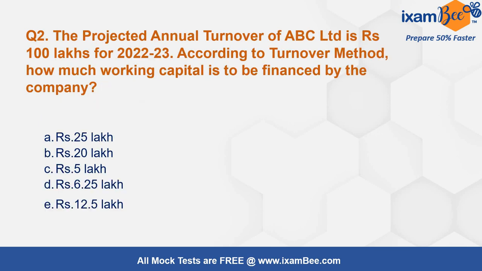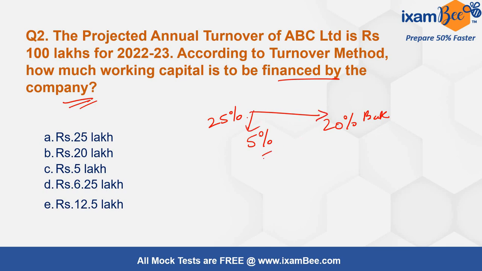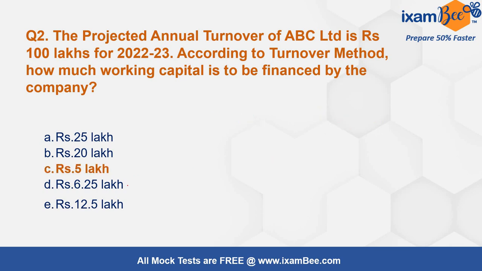Second question: the projected annual turnover of ABC Limited is rupees 100 lakh for the current financial year 22-23. According to the turnover method, what will be the working capital that is to be financed by the company? So we know that as per the turnover method, the minimum funding that is required is 25%. However, the financing that needs to come from the company itself is 5% and 20% can come from the bank. So this 25% is broken into this. So 5% is what can be funded by the company. So the correct answer here is 5 lakh.